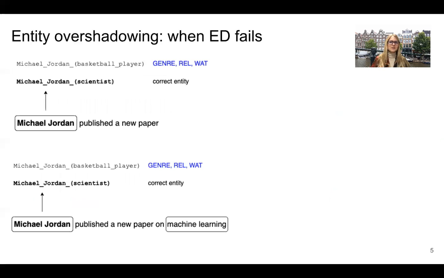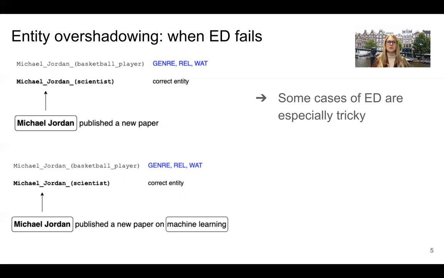There are some interesting edge cases of entity disambiguation. And we discovered one of them when we did some preliminary experiments before starting to work on this paper. We took a classic example of entity disambiguation, Michael Jordan, the scientist, versus Michael Jordan, the basketball player. We constructed two sentences and we gave them to three popular entity disambiguation systems, which have been shown to perform really well on some datasets.